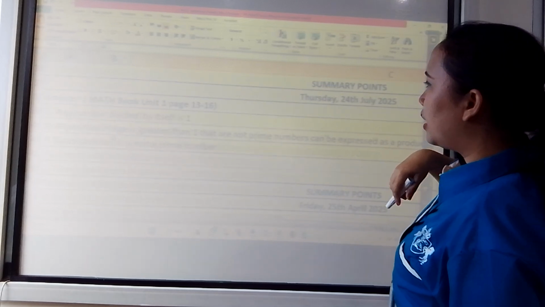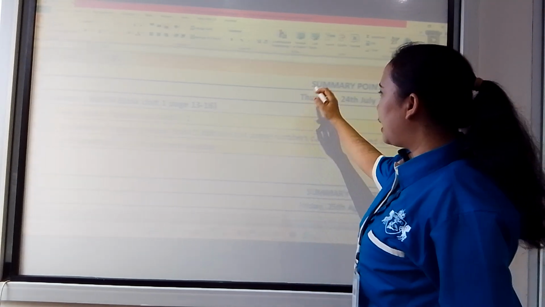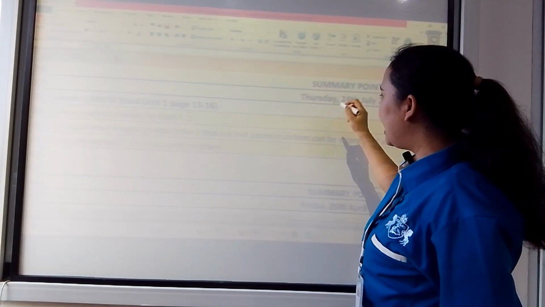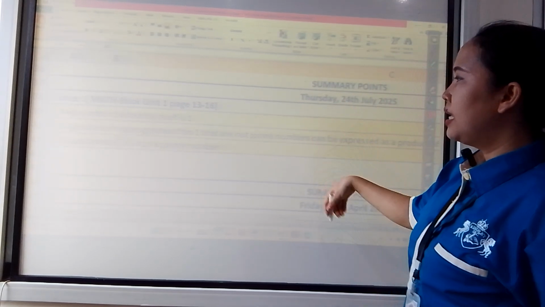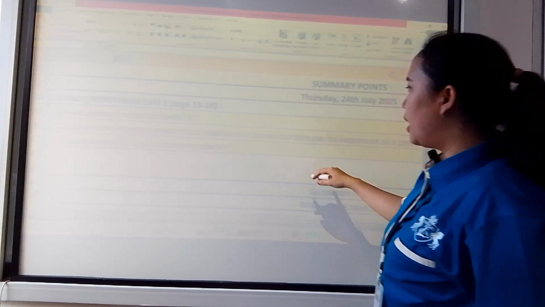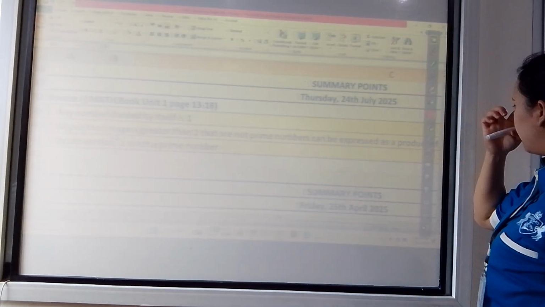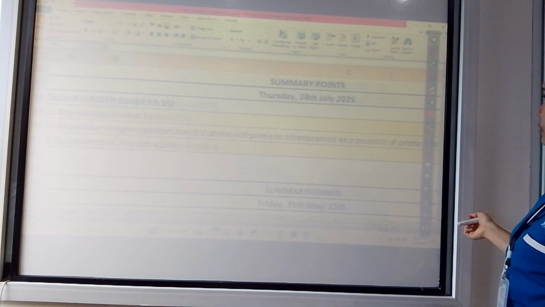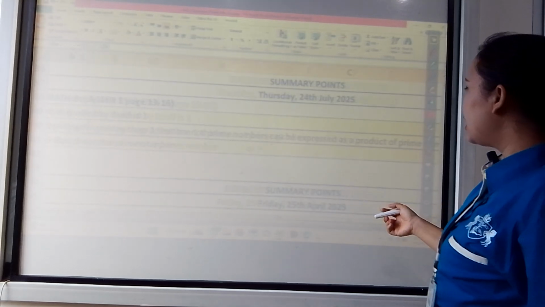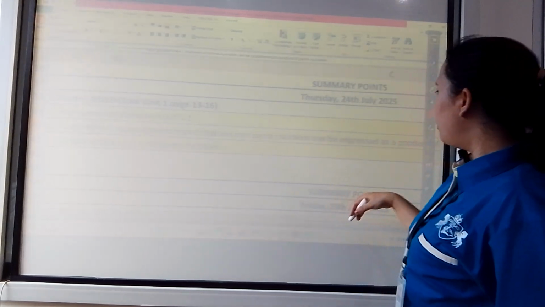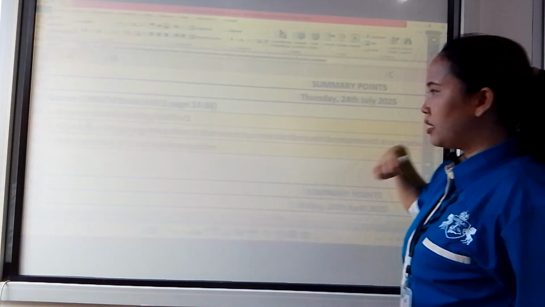Any number divided by itself is 1. For example, 18 divided by 18 equals 1. All positive integers greater than 1 that are not prime numbers can be expressed as a product of prime numbers.